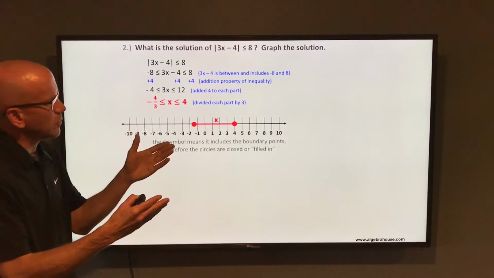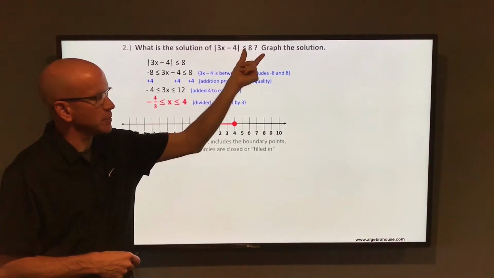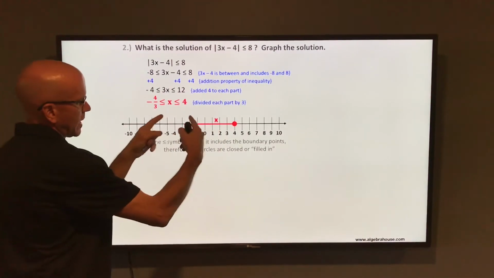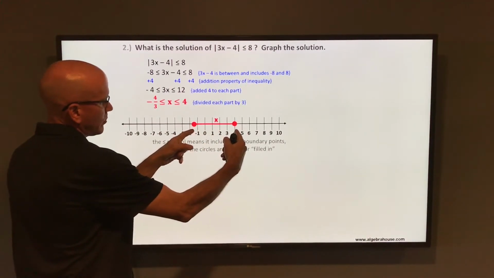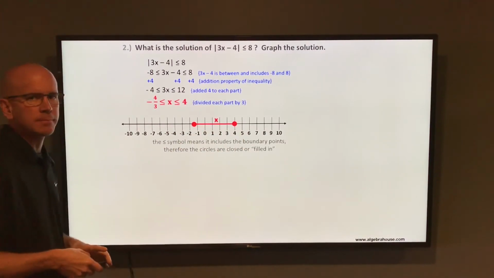Now the graph we started with at the beginning was showing the distance 3x minus 4 is away from 0, so less than or equal to 8. But our job here is to solve for x, and that is in between negative 4/3 and 4. It could also include negative 4/3 and also include 4.